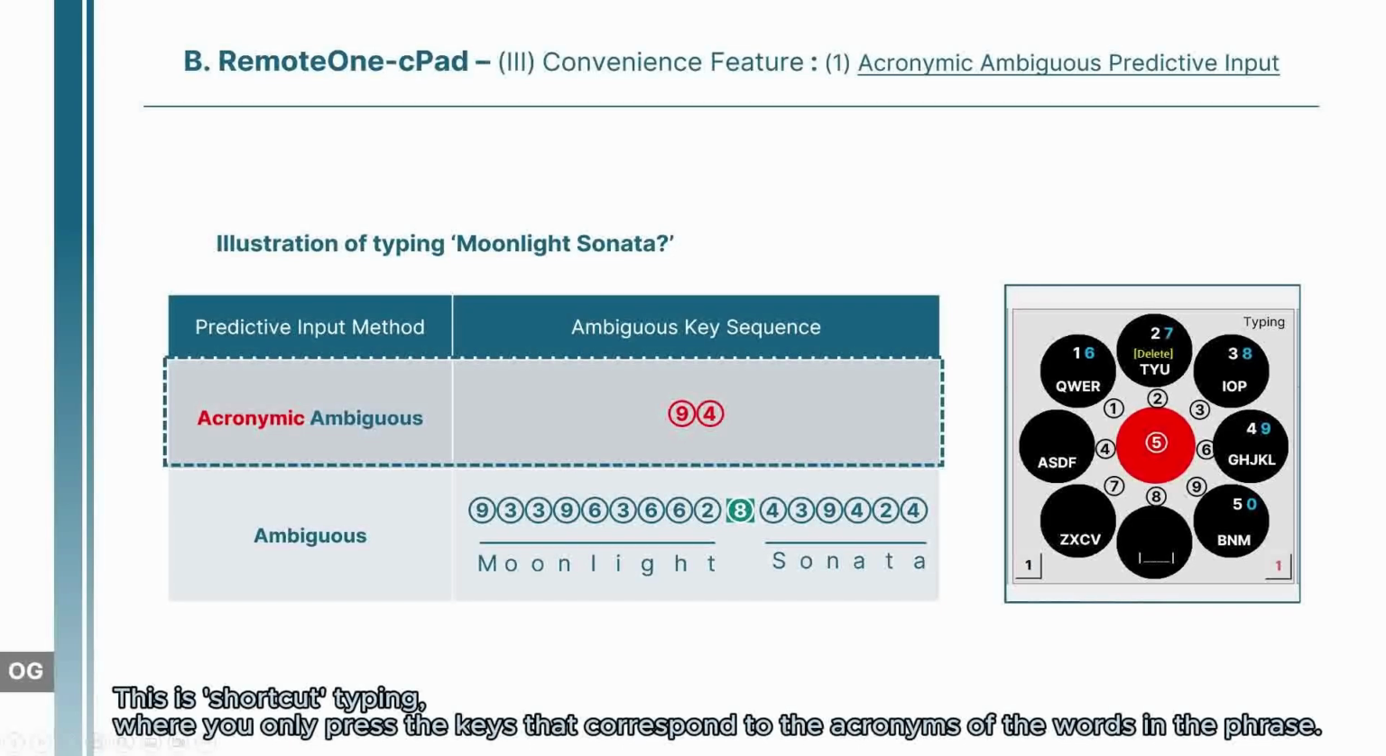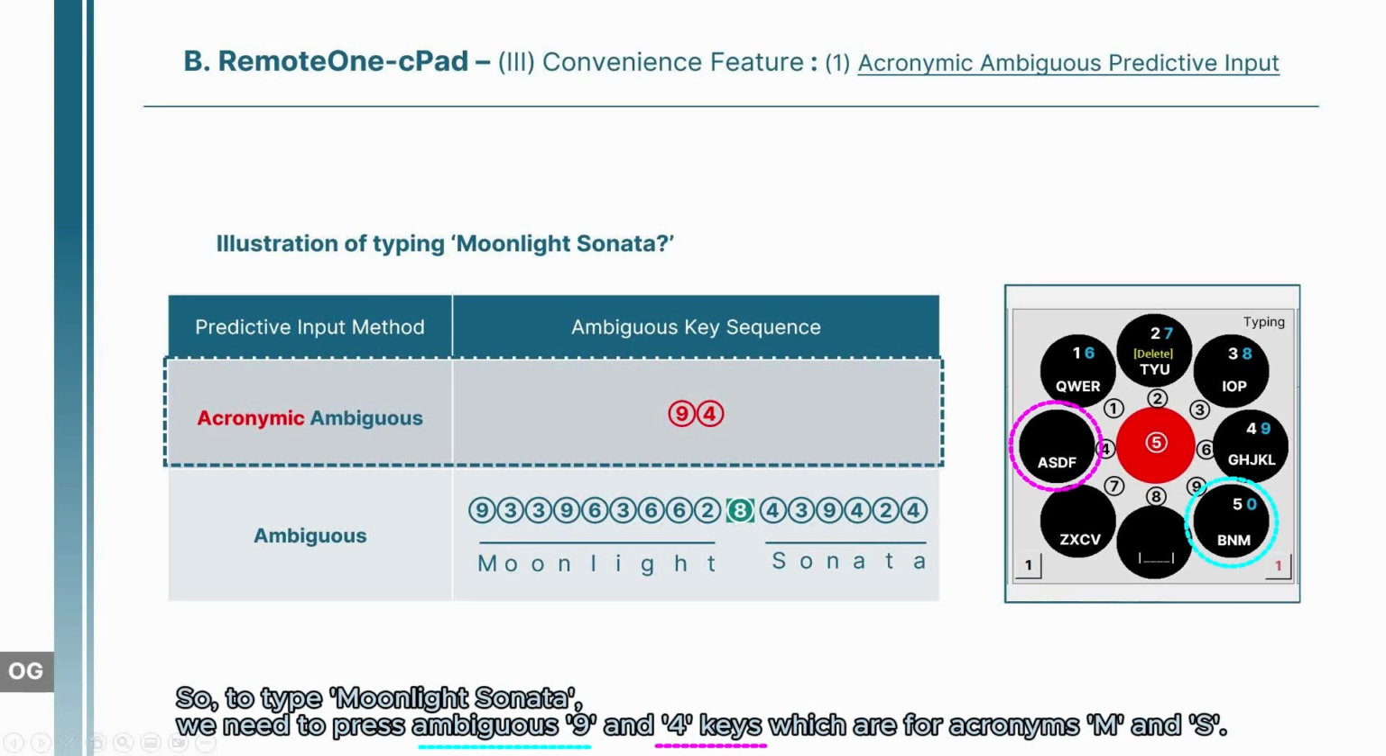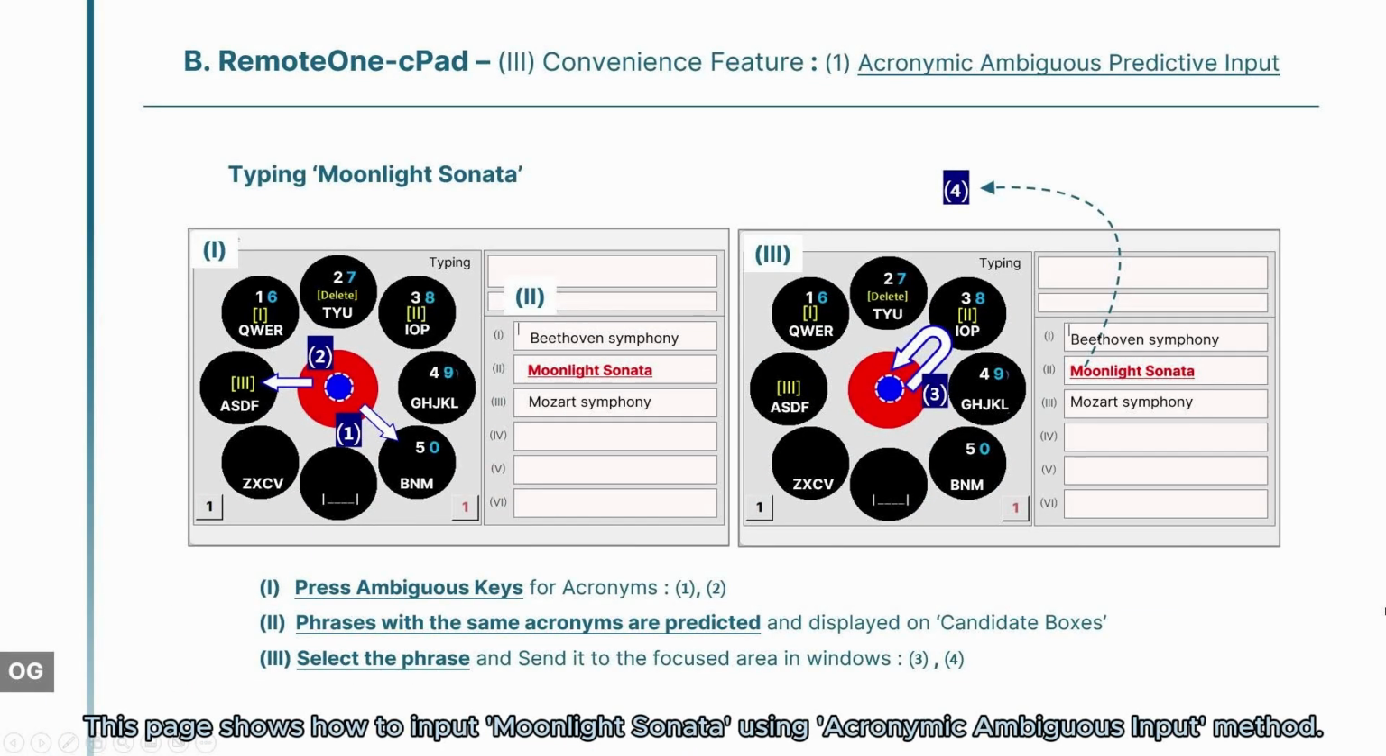This is shortcut typing, where you only press the keys that correspond to the acronyms of the words in the phrase. So, to type Moonlight Sonata, we need to press ambiguous 9 and 4 keys, which are for acronyms M and S. This page shows how to input Moonlight Sonata using the acronymic ambiguous input method.